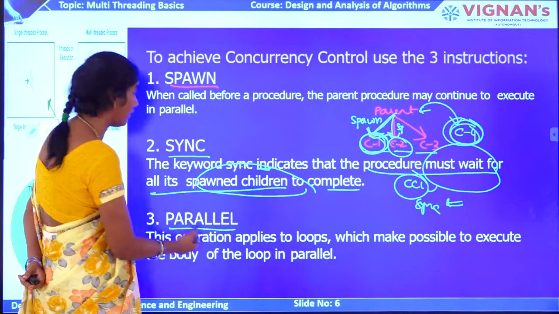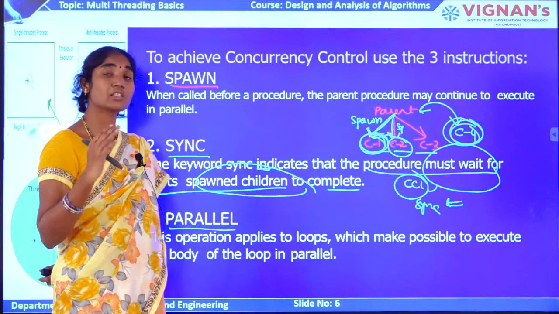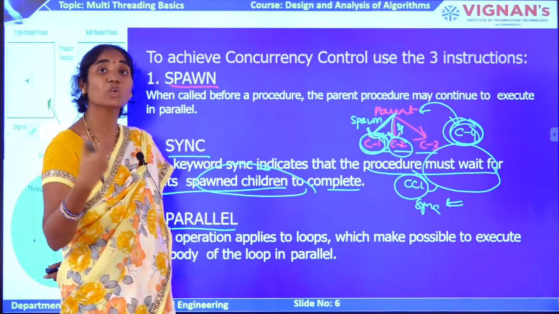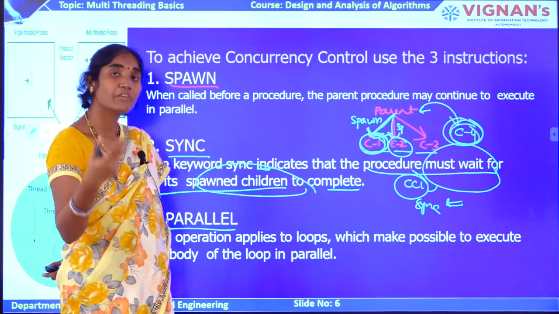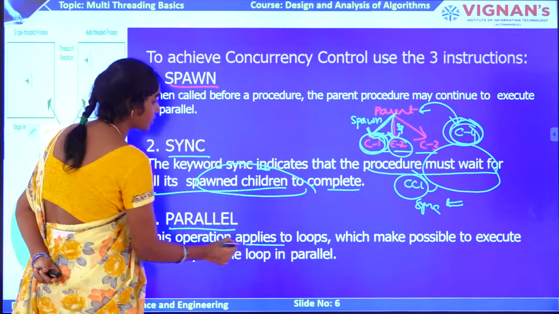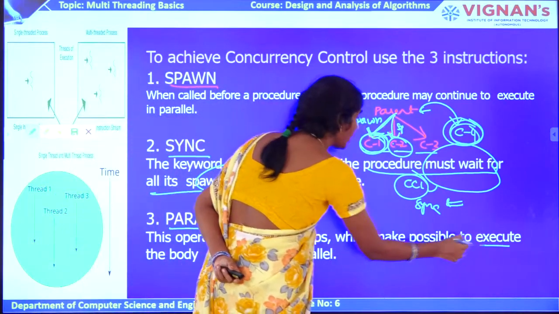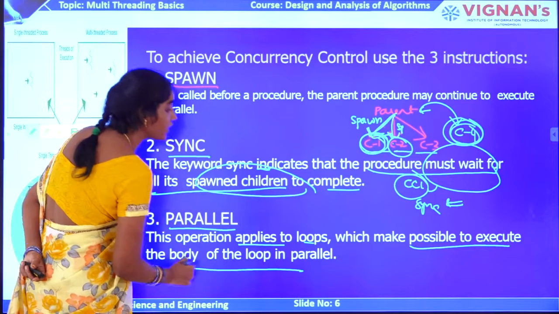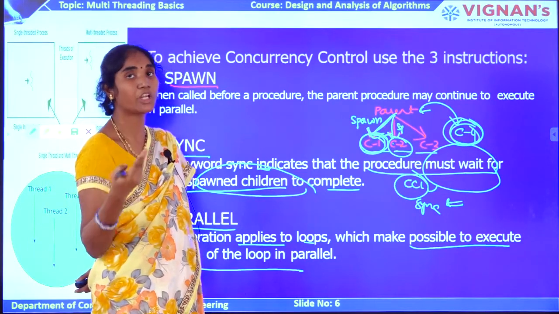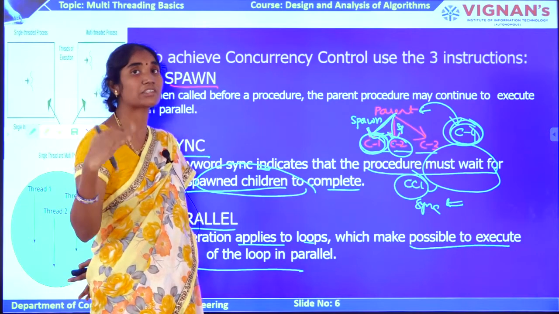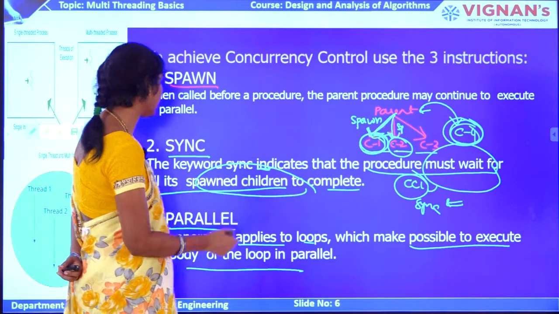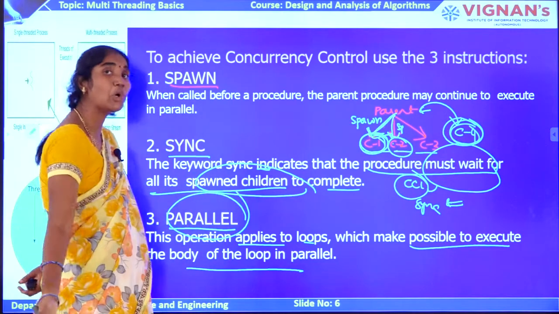Next one is parallel. This parallel operation we will use whenever we are writing any loops. In loops we can execute the statements in parallel. The operation applies to loops, which makes it possible to execute the body of the loop in parallel. For example, if the body of the loop has 3 statements, those 3 statements can be executed in parallel whenever we make that corresponding operation parallel.